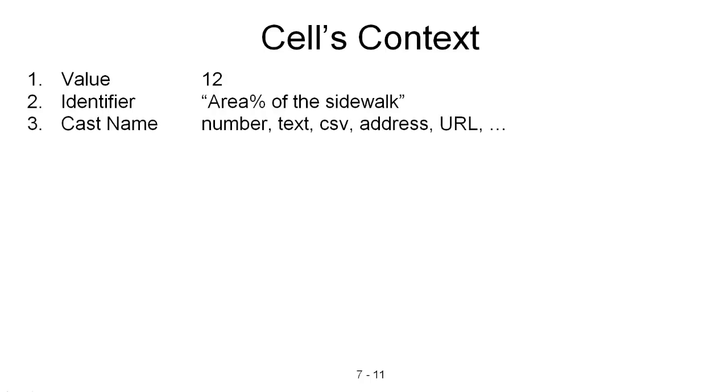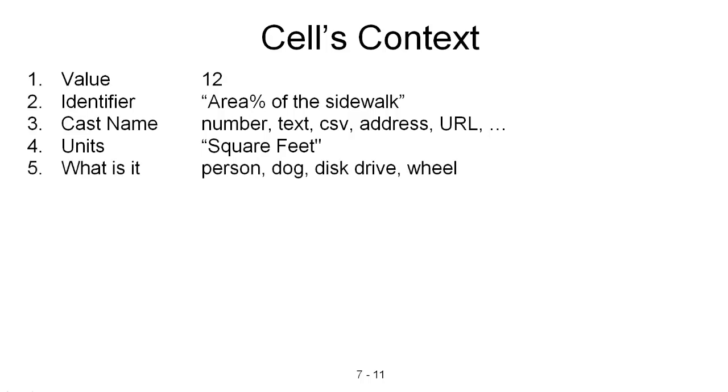And then the cast name. So I could cast it as a number or text or a CSV or an address or a URL or whatever. The value itself, we need to retain exactly what it can be cast as. And generally, we can cast just about anything to anything. So if we wanted to cast text as an image, we could do that. And then units, so square feet, miles per second. We have to have this information. This is our context. And this is part of the value. This is what I'm getting to.